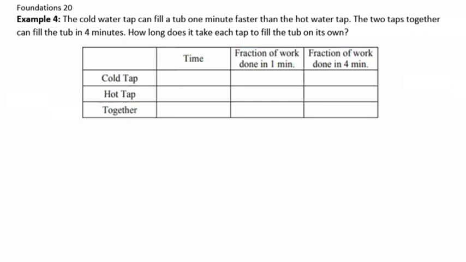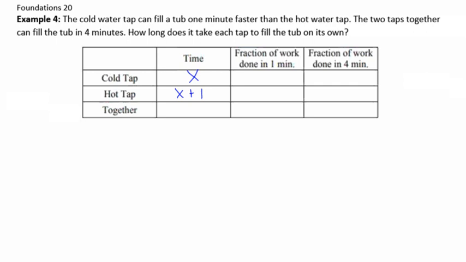So what I'm going to start with is, let x be the time it takes the cold tap to fill the tub up on its own. Making one of these tables can be very helpful in application and word problem type questions where you have to come up with quadratics, just to help organize all of your information. So if it takes x minutes for the cold tap, then I know my hot tap will take x plus 1, because the question says the cold water fills 1 minute faster than the hot water tap.